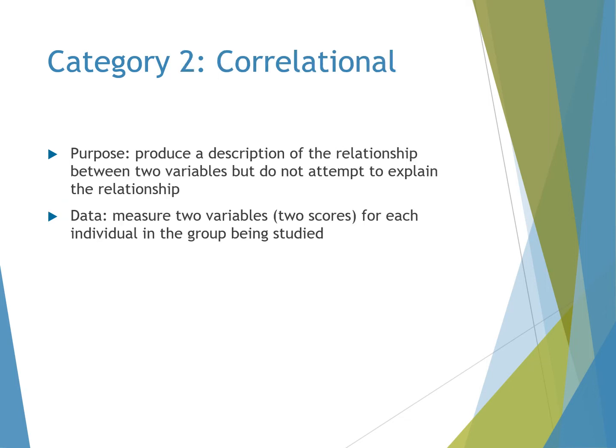Category 2 is correlational. So these are strategies that examine relationships between variables by measuring 2 or more variables for each participant. Here, the purpose is to produce a description of the relationship between 2 variables, but not attempt to explain the relationship. Okay, so we're just identifying whether or not there is a relationship. And the data is 2 or more variables, 2 scores for each individual in a group being studied. So for example, there's a relationship between wake-up times and GPA for college students, but we don't know why.